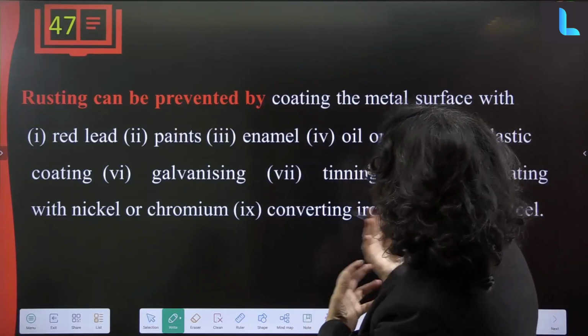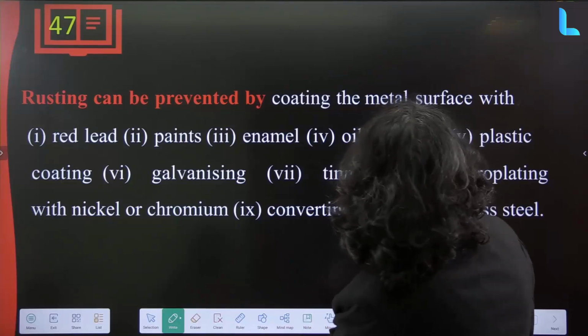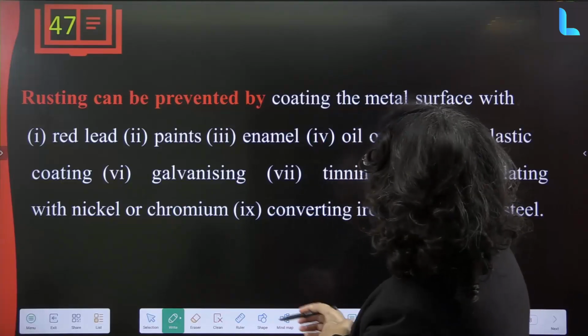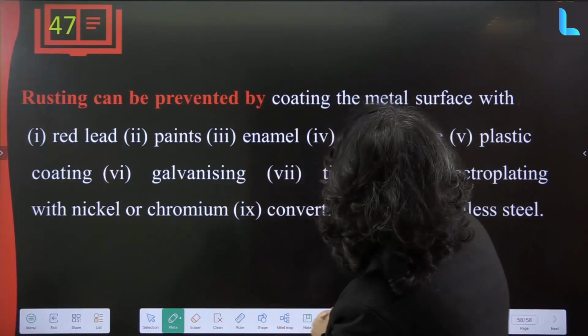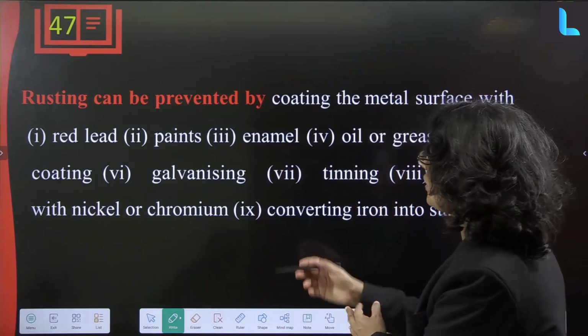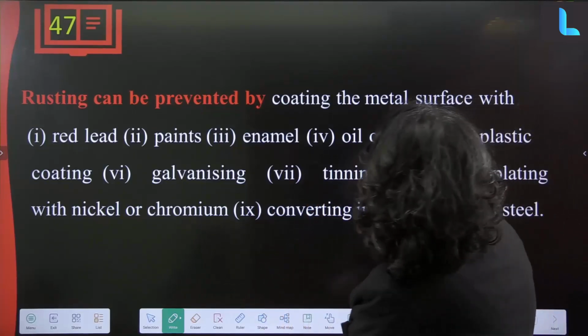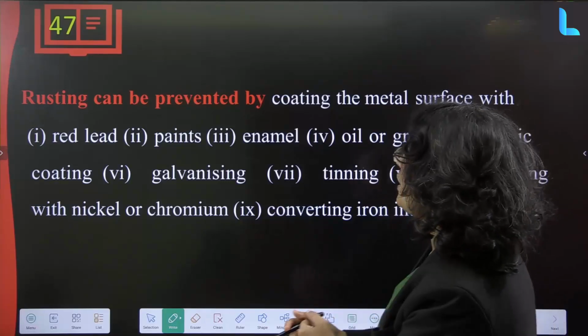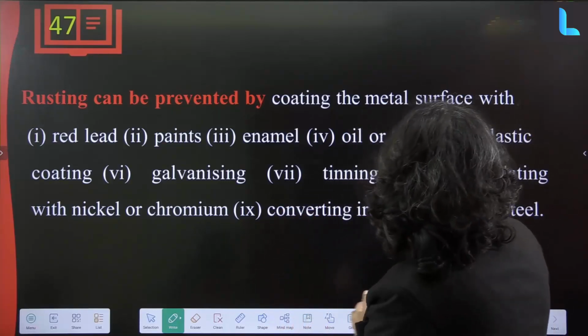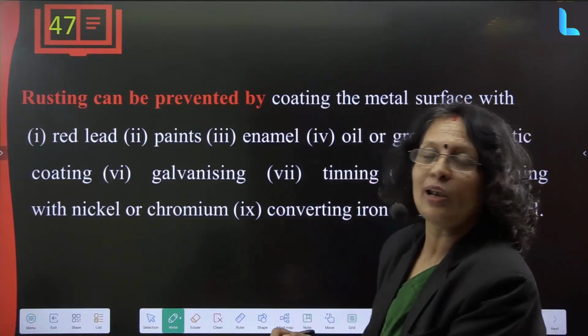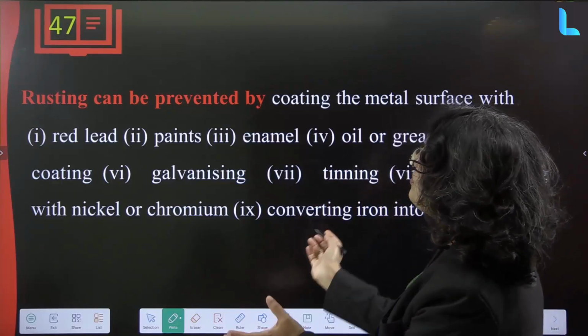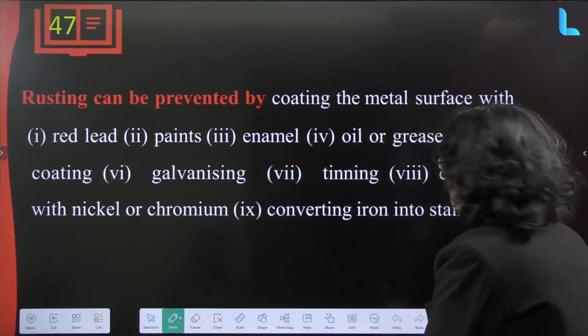How can rusting be prevented? It can be prevented by coating the surface with red lead, paints, enamel, oil, grease, plastic coating or galvanizing, and tinning, electroplating with nickel or chromium, converting iron into stainless steel, that is alloying. So all these methods can prevent the rusting of iron.